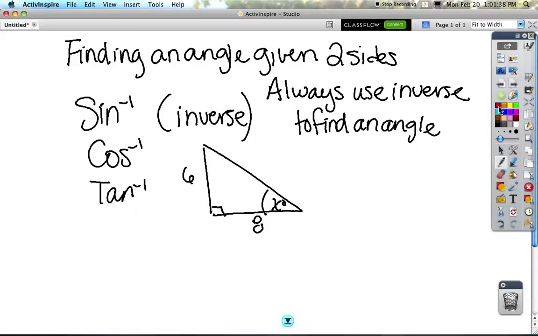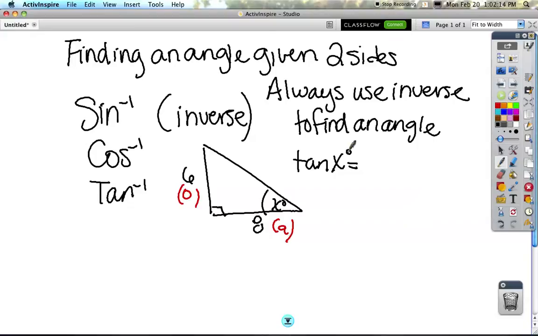So in perspective of the x right here, what is the 6? Oh, opposite. Very good. And what is the 8? Adjacent. Now, of your 3 trig functions, which one uses O and A? Tangent. So everybody look at what I'm about to do. So I'm going to set this up as tangent of x, because that's what I'm trying to figure out. The tangent of that angle equals, Oscar had a heap of apples.